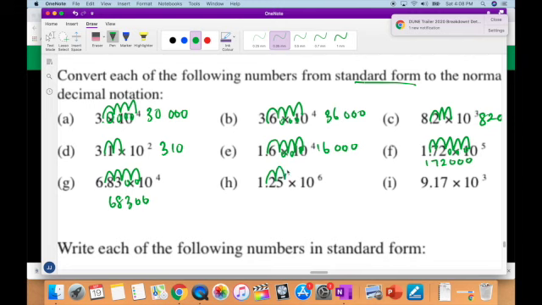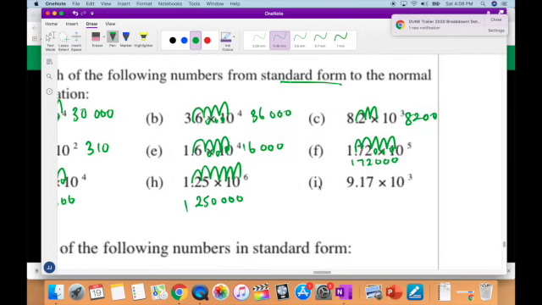1.25 by 10 to the 6, so I'm going to end up in the millions here, 1,250,000. Over here, 9.1 by 10 to the 3: 1, 2, 3, that gives me 9,100.